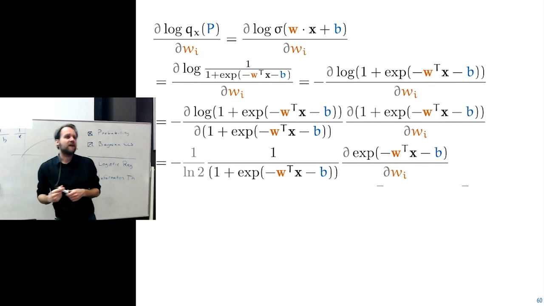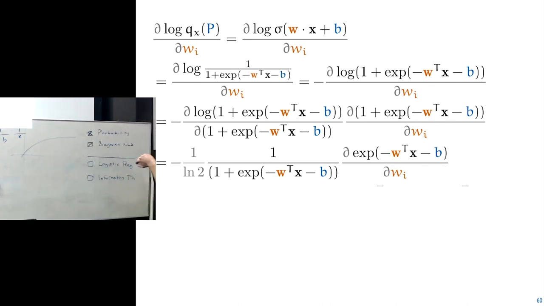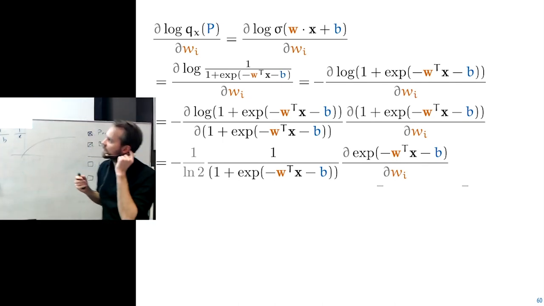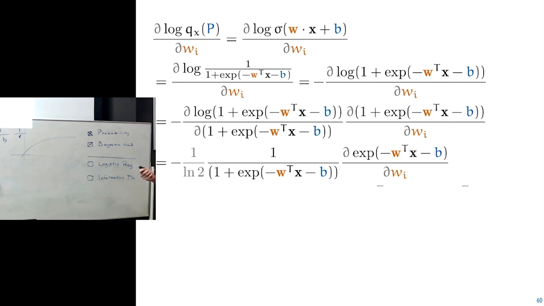This constant we can ignore, because either we're going to set this equal to 0, in which case the constant doesn't matter, or we're going to do gradient descent, in which case we're just multiplying the gradient with a constant anyway. So to simplify things, we can ignore this constant here. And then on the right, we've worked out the plus 1, because the plus 1 term isn't affected by this wi.